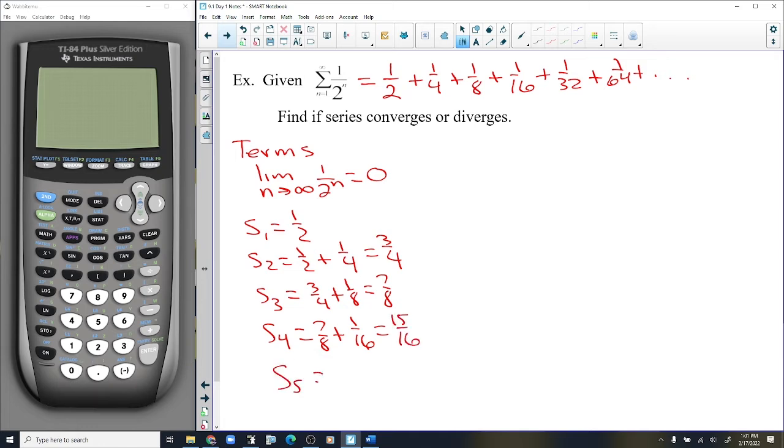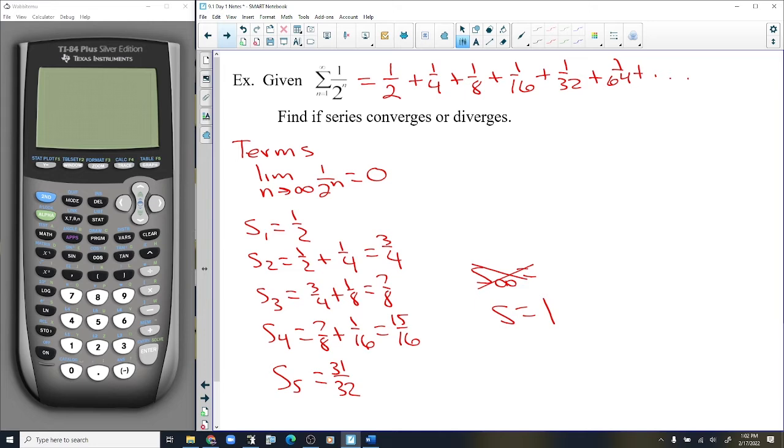Do you see a pattern? Can you get the fifth term without actually doing the addition? What do you think it's going to be? 31 over 32, right? What's 31 over 32 really close to? It's close to 1. So the sequence of partial sums seems to be converging to 1. And that's actually what the series converges to. We don't usually write S sub infinity, we say the sum is 1. The series is converging to 1.